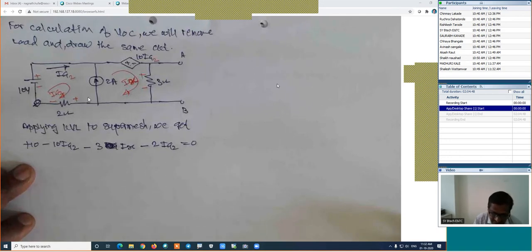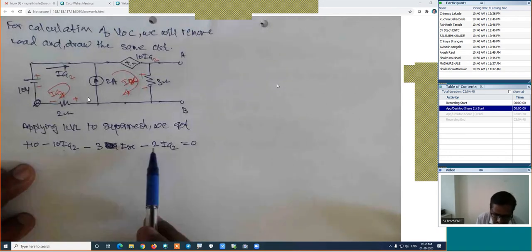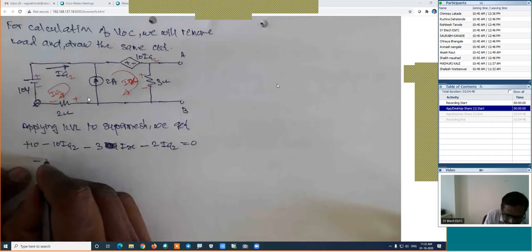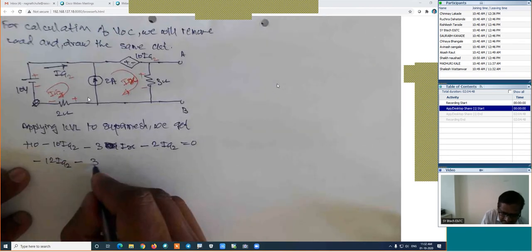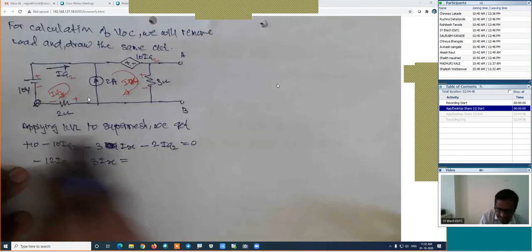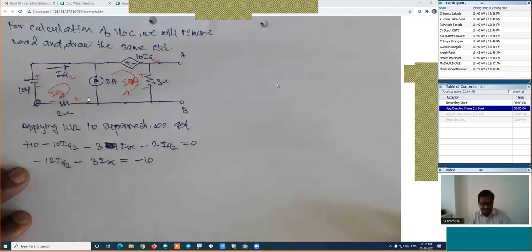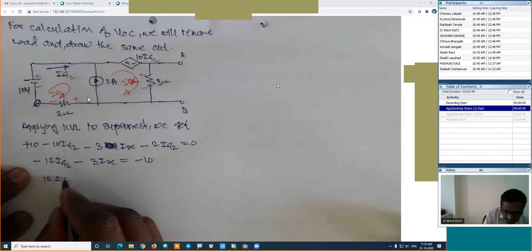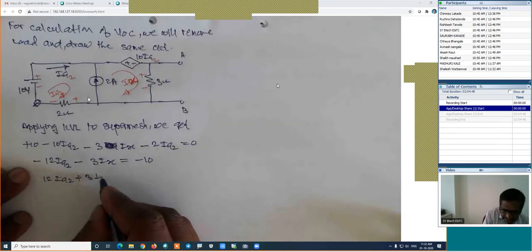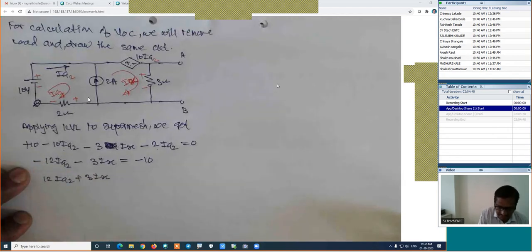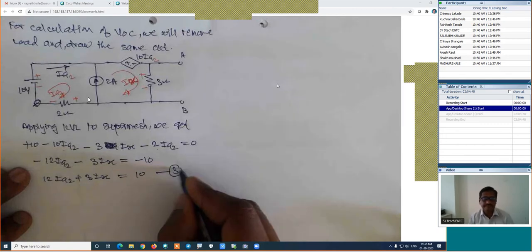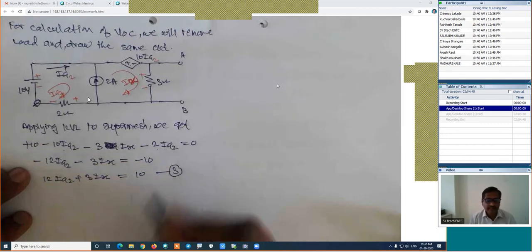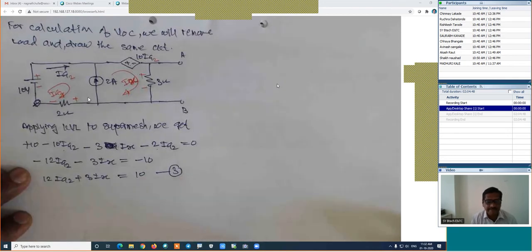Now, how is the equation? This is 10 IA2 minus 10 IA2, minus 2 IA2, means minus 12 IA2, then minus 3 IX, which is equal to, I'm shifting this value to the other side, that will become minus 10. Is it right? This equation will be 12 IA2 plus 3 IX, which is equal to 10, and this is the equation number 3. Is it right?